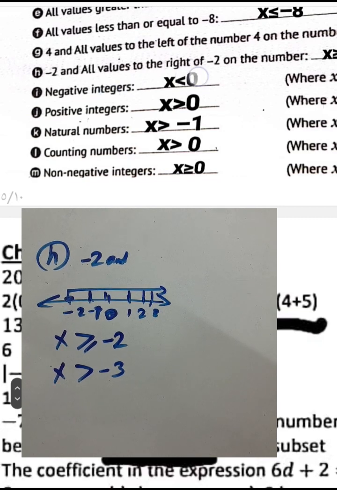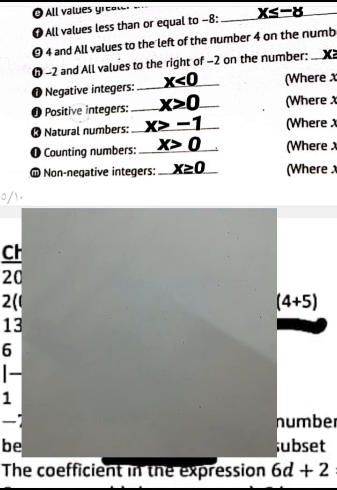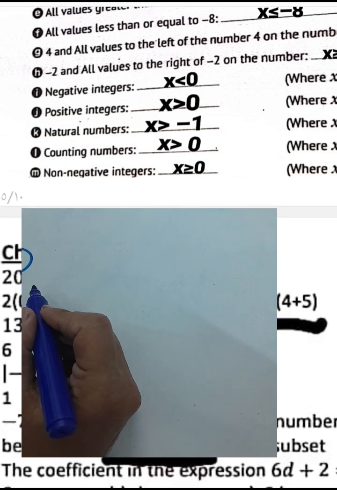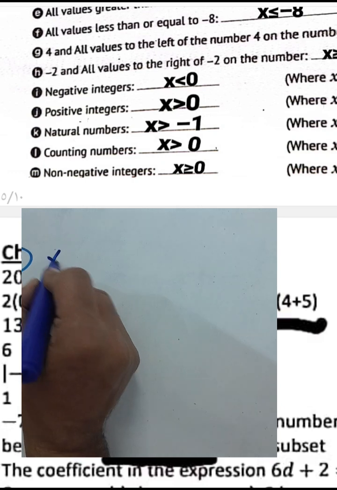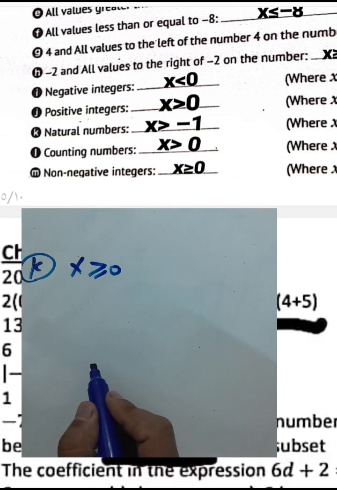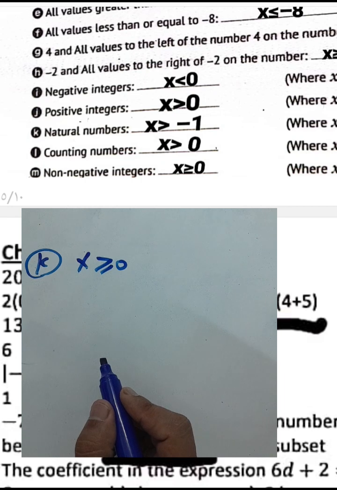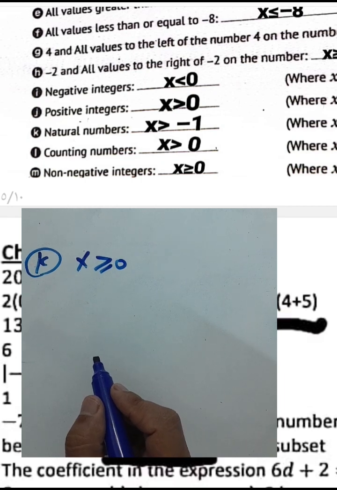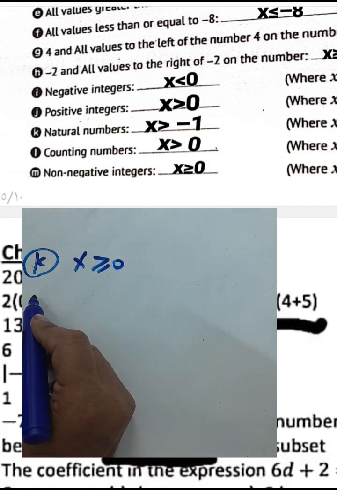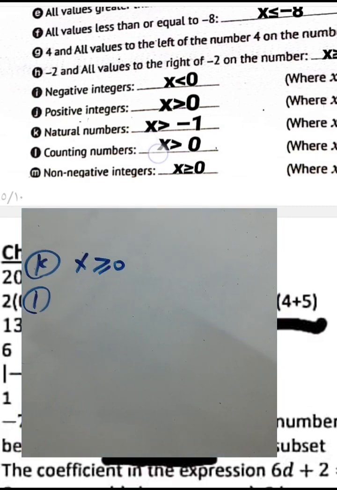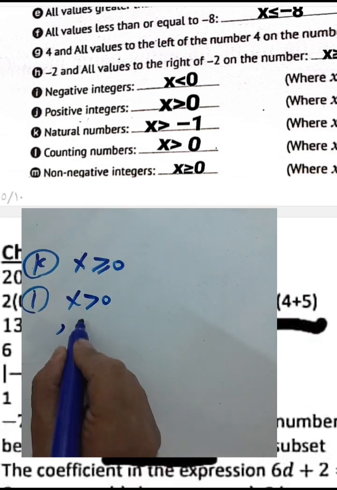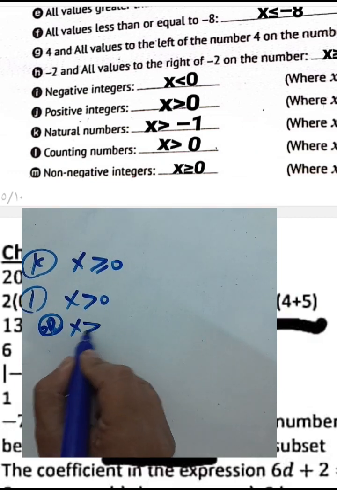Negative integers, it's meaning x less than 0. Negative integers, x less than 0. Positive integers, x greater than 0. Natural number, x greater than negative 1. Okay, letter K, we can write natural number, it will be x greater than or equal to 0. Letter K, the natural number, it will be x greater than negative 1 or x greater than or equal to 0. Question I, counting number, it will be x greater than 0 or x greater than or equal to 1.